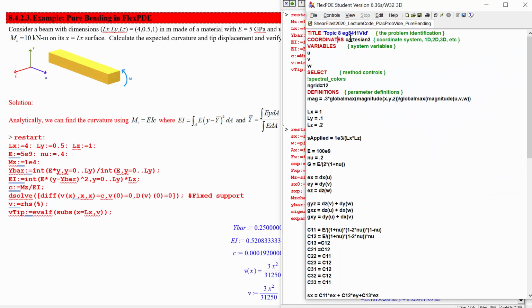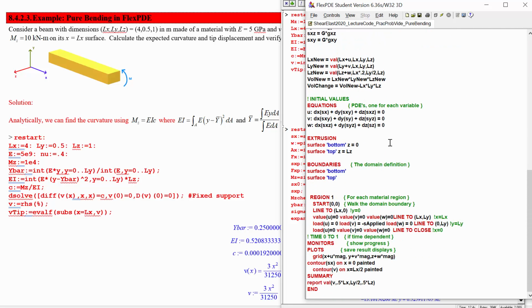Yeah. And this is, I guess, example 8423. And what do we need? We have Lx is 4, Ly is 0.5, Lz is 1. The E is 5 gigapascals, nu is still 0.2. What else do we have? We have the stress applied. We'll figure out what that is in a moment.